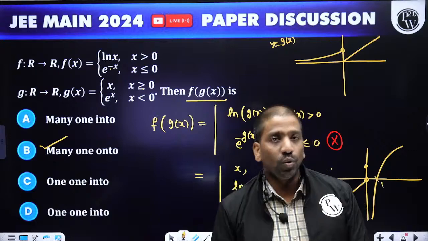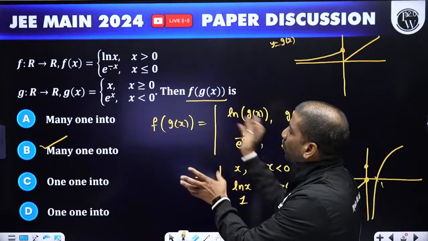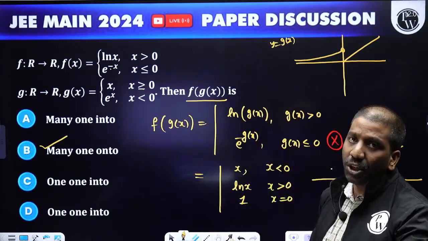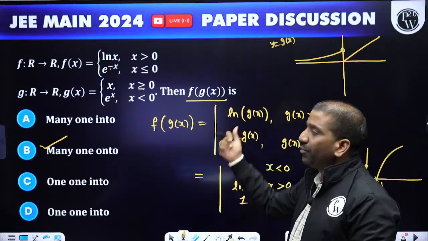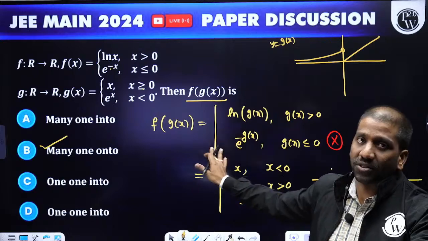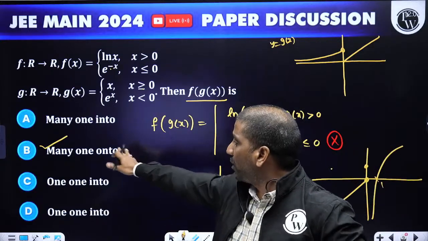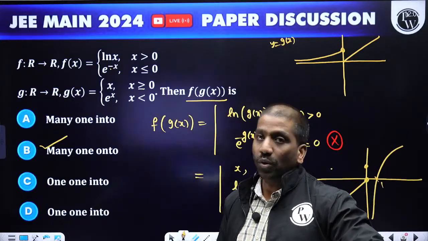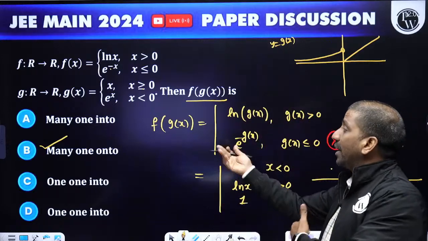Many one and onto. Maybe g circle f will be different. Many one, maybe that is an into. So which one is given, we don't know. But we have considered here f of g of x. When it is f of g of x, it is many one and onto. If it is g circle f of x, it will change.